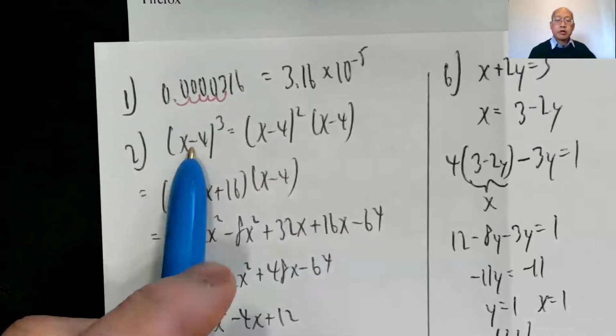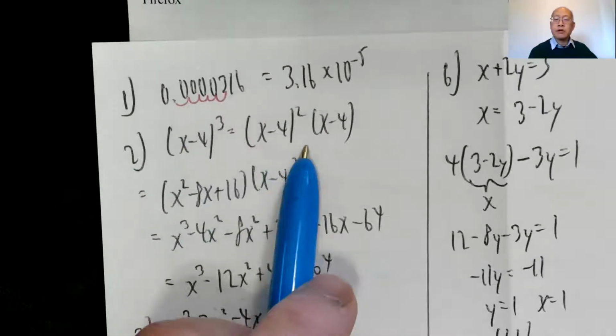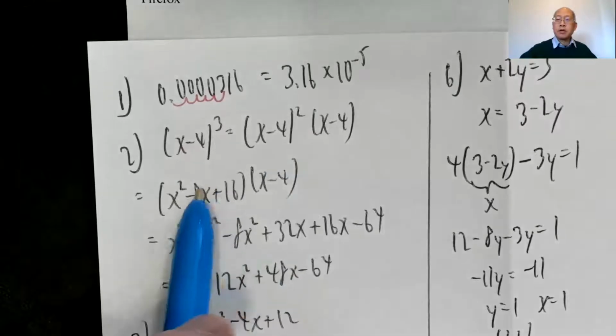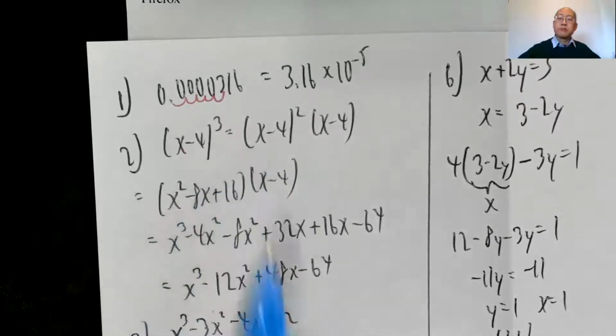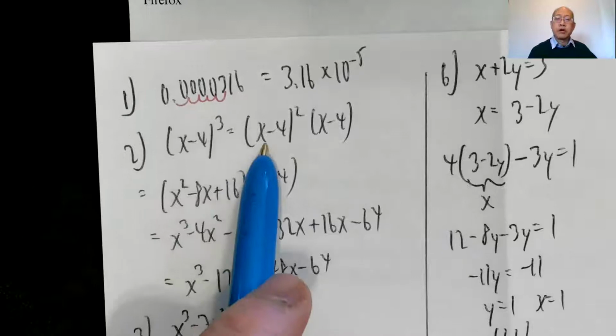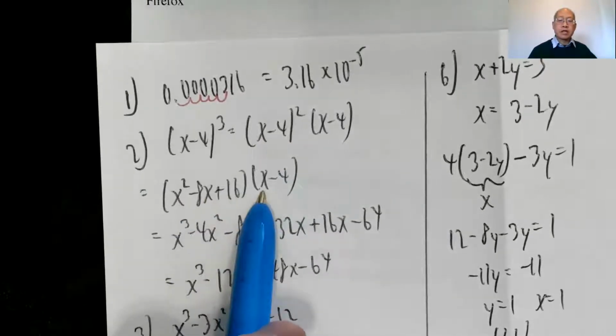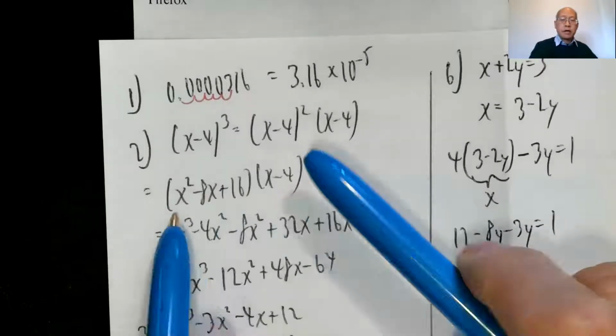Number 2, x minus 4 cubed. You can think of it as x minus 4 squared times another x minus 4. X minus 4 squared by formula. That's the formula that goes a minus b squared, a squared minus 2ab plus b squared. So that's x squared minus 8x plus 16 times x minus 4. And then multiply this out.